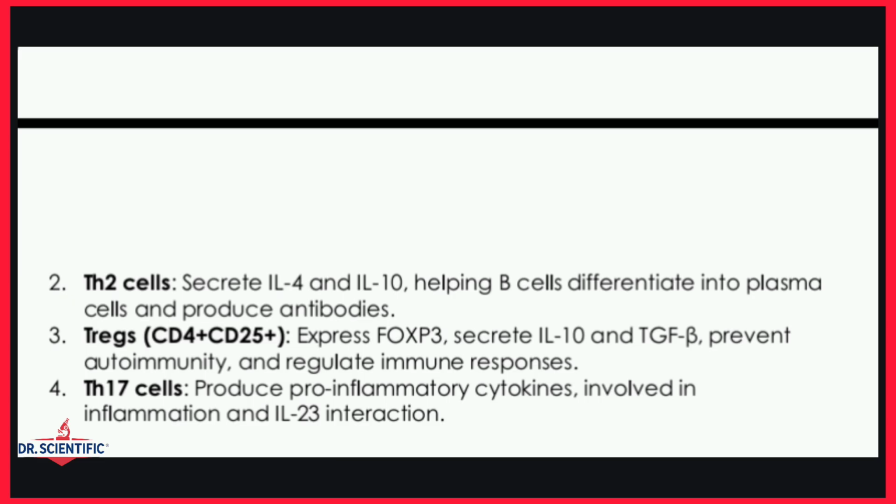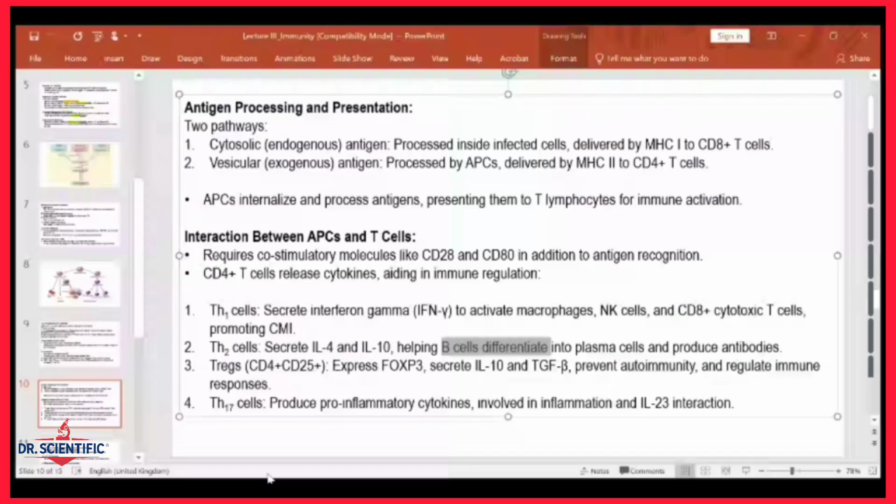That's why T regulatory cells are very important, especially in preventing autoimmunity and regulating immune responses. Because you see, you don't want an immune response to be all pro-inflammatory. You want it to slow down at a point. So homeostatically, T regulatory cells are very important. It was discovered a few years ago. It's not a very old discovery.